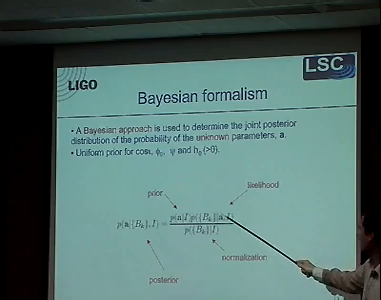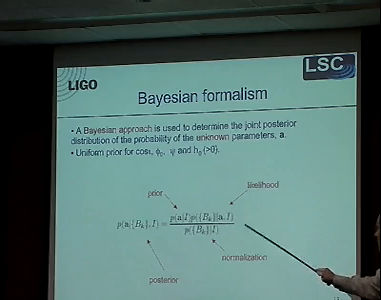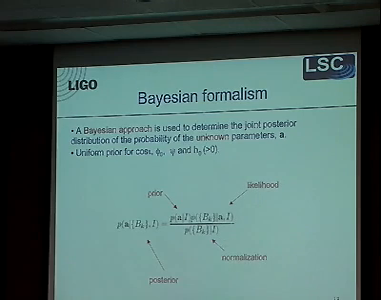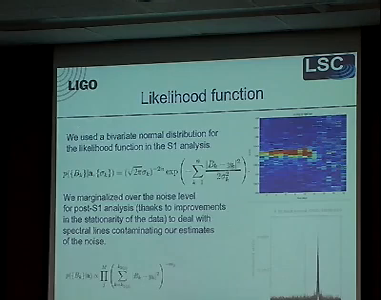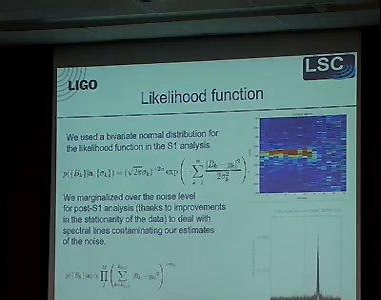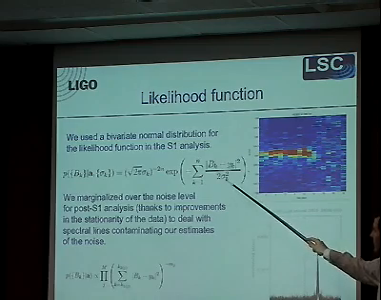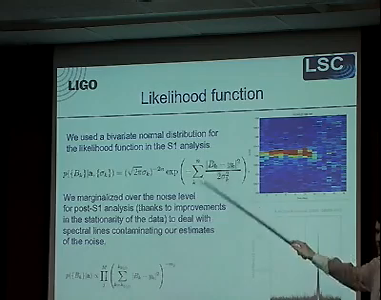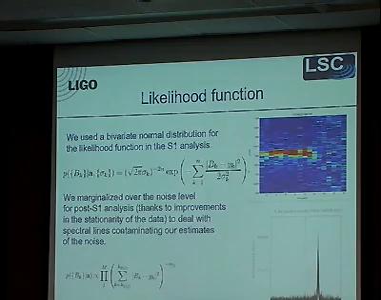The likelihood comes in here, and I'll explain what we use for the likelihood function, and then just normalization. So in the S1 paper, for the likelihood, we just used a bivariate normal distribution. It's bivariate because the B_k's are complex. And we determined the sigma_k, the error associated with each B_k, by using a 4 Hertz band around the frequency of the signal.